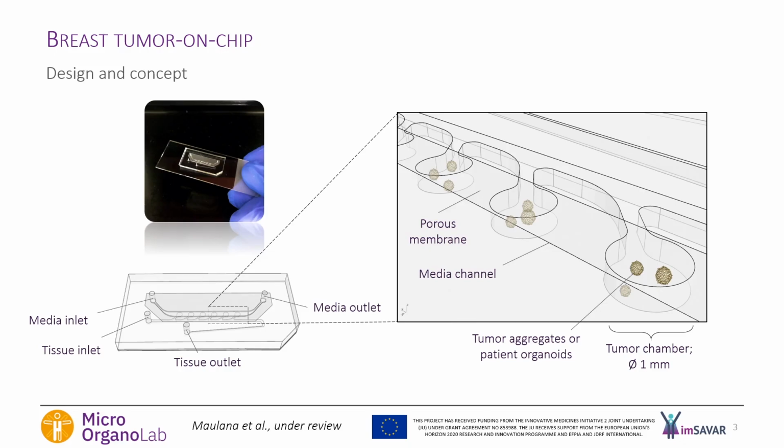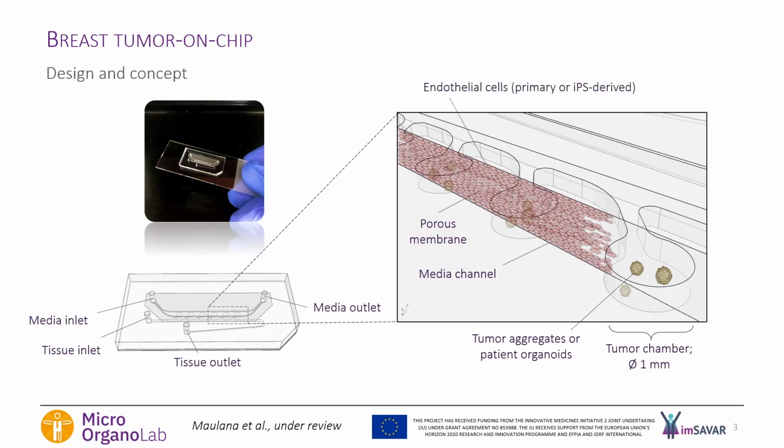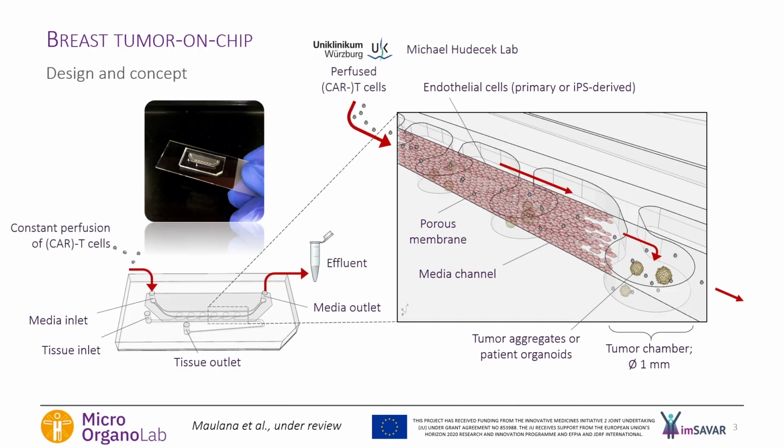And above these individual chambers lies the media channel, where we mimic the endothelium by adding endothelial cells, either primary derived or iPS derived. Then through this media channel, we perfuse the CAR T cells or control T cells from the same donor, where they are then able to extravasate and migrate down to the tumor site.